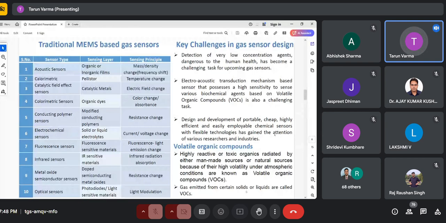Now, VOCs are volatile organic compounds. These are highly reactive or toxic organics radiated by either man-made or natural sources because of their high volatility under atmospheric conditions. This is in the medical or industrial field, and they work without any higher pressure, under atmospheric conditions. Also, gas emitted from certain solids or liquids is called this.